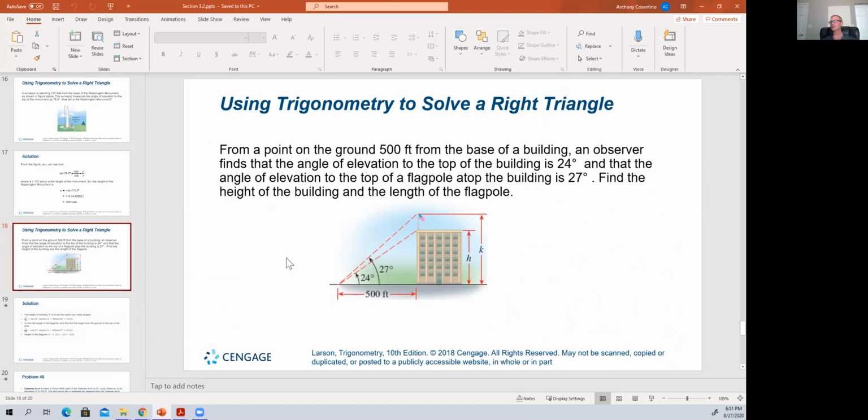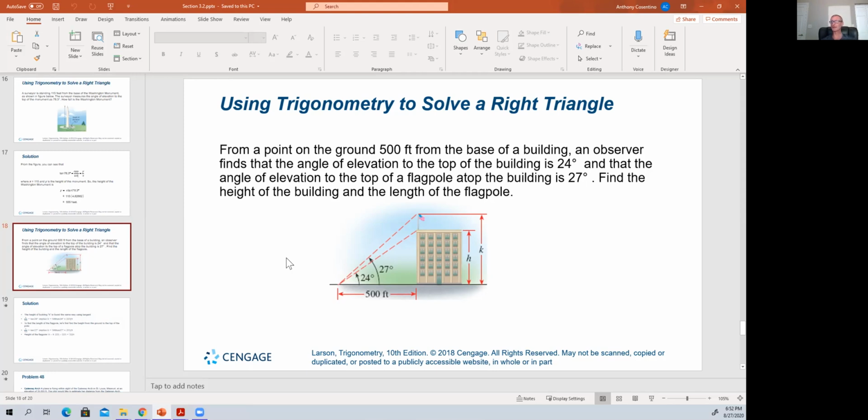So let's take a look at this next one, and this one is a little bit more complicated. This is elevation again, where we're trying to figure out the height of this flagpole. You can see we have two angles. From the top of the building, it's 24 degrees, and from where we're at to the flagpole, it's 27 degrees.